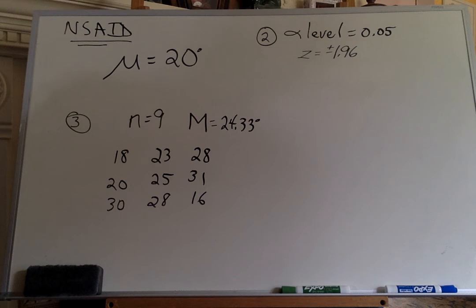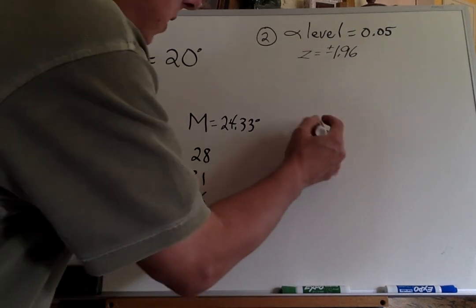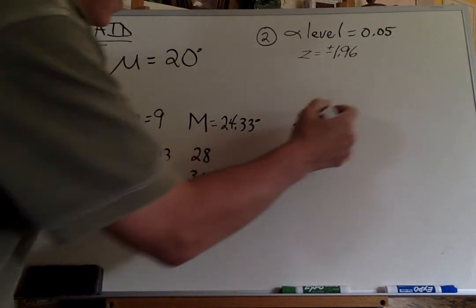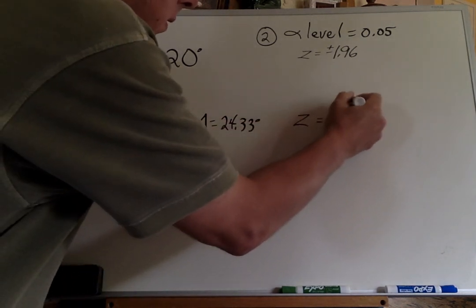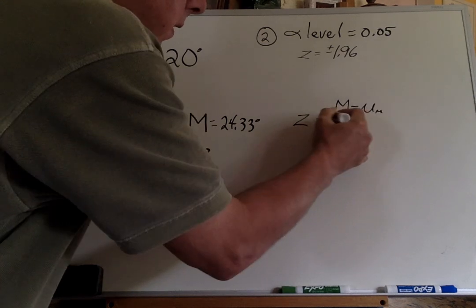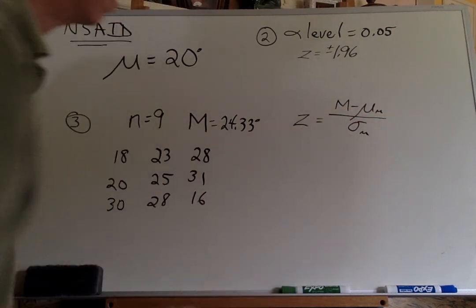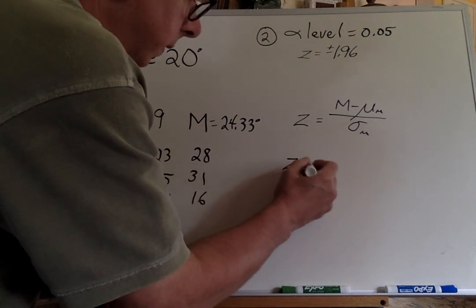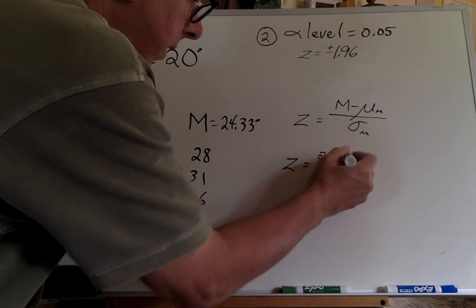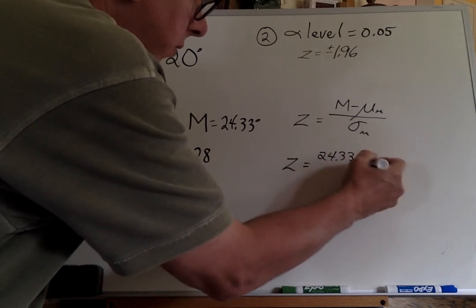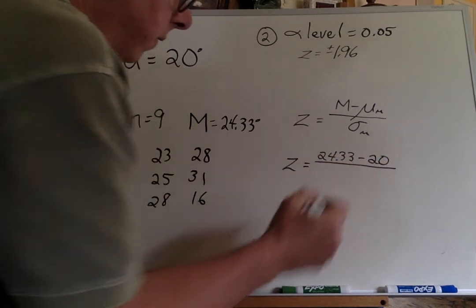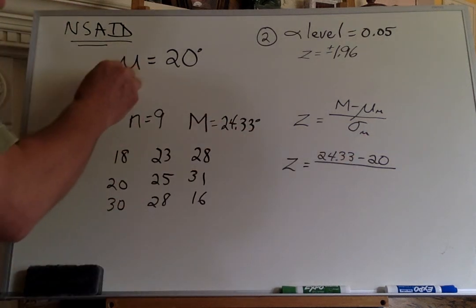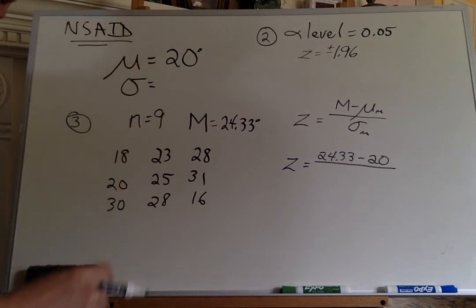So far, so good. So let's do our z-score. We're going to compare this. Well, right here's what the z-score looks like. So we're going to compare 24.33 to 20 divided by the standard error for the group. So, oops, what is this here? Okay.